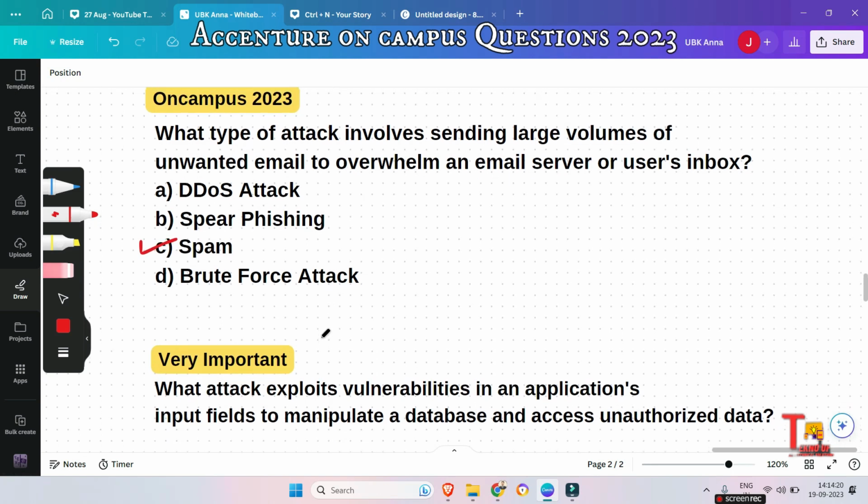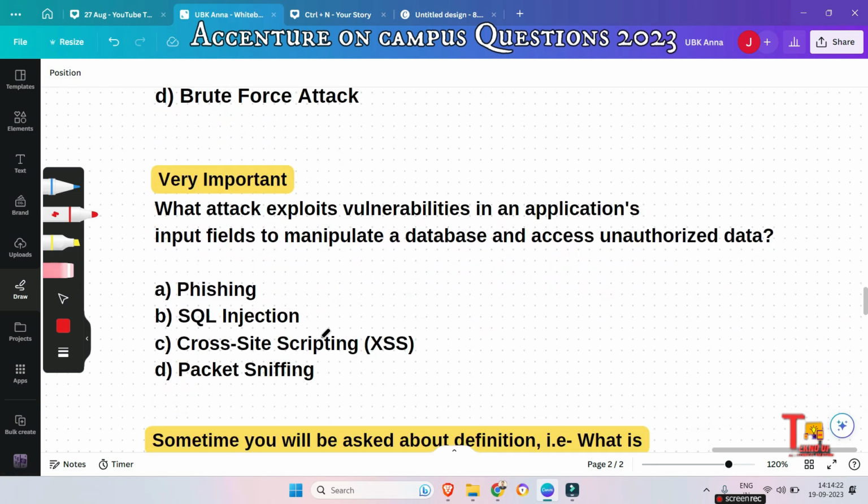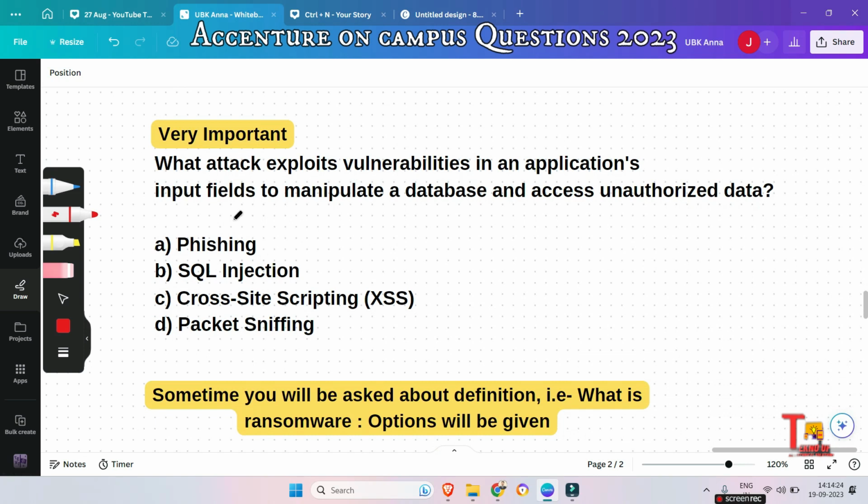Okay. The next question is, this is a very important question. What attack exploits vulnerabilities in an application's input field to manipulate the database and access unauthorized data? The answer will be SQL injection, right? Please remember this. This will be very important and helpful in your exam, right?